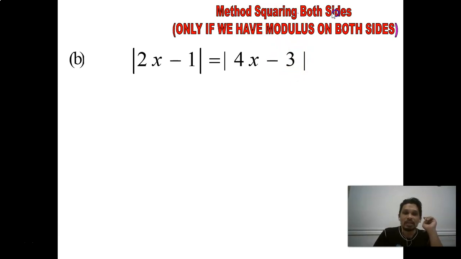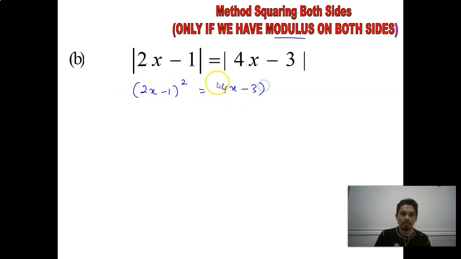Method of squaring both sides is used only if we have modulus on both sides, 1 and 2. So squaring both sides here, we come up with 2x minus 1 squared equal to 4x minus 3 squared. Expand this one here. 2x multiplied with 2x, 4x squared. 2x multiplied with negative 1, minus 2x. Another minus 2x, minus 4x. Negative 1 multiplied with negative 1, positive 1.